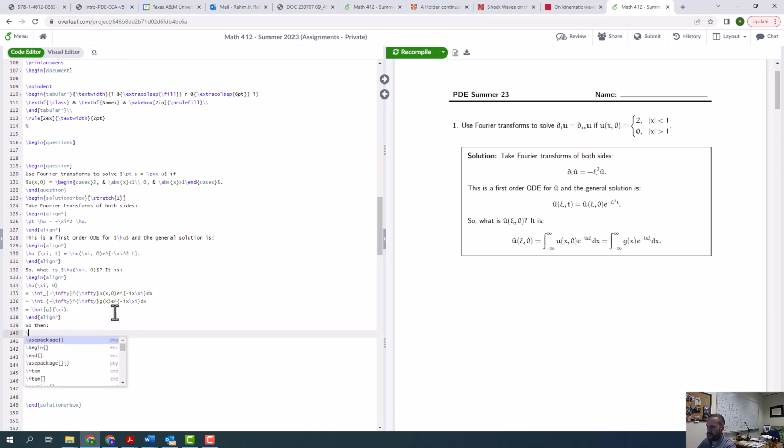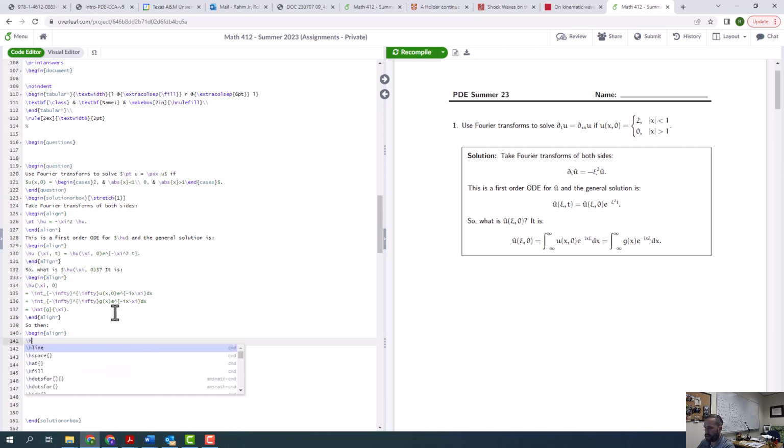So then we've got the t derivative: the Fourier transform of u is equal to the Fourier transform of the initial condition times this right here. So I'm just going to copy and paste it down there.